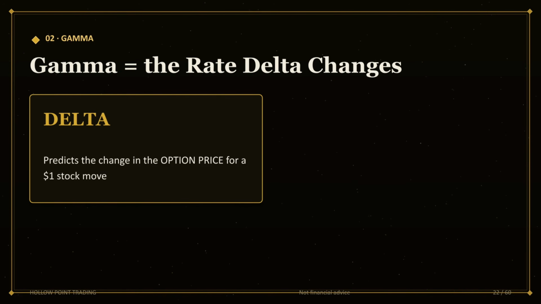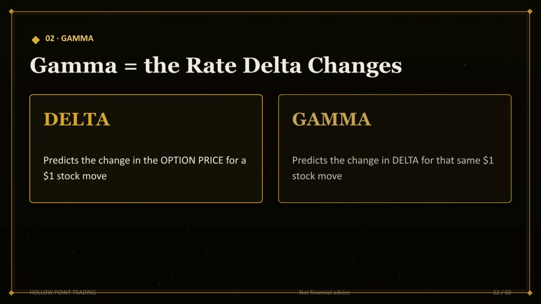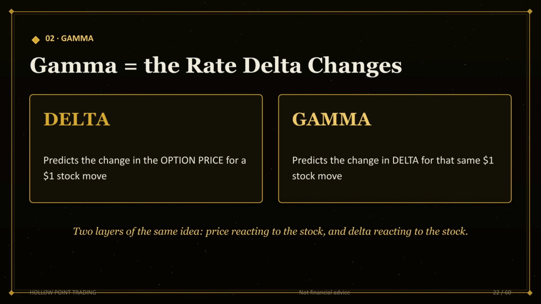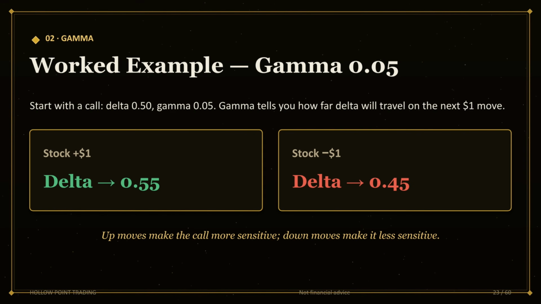Delta predicts the change in option price for a $1 move. Gamma predicts the change in that delta for the same move. They are two layers of the same directional sensitivity. Let's look at an example.